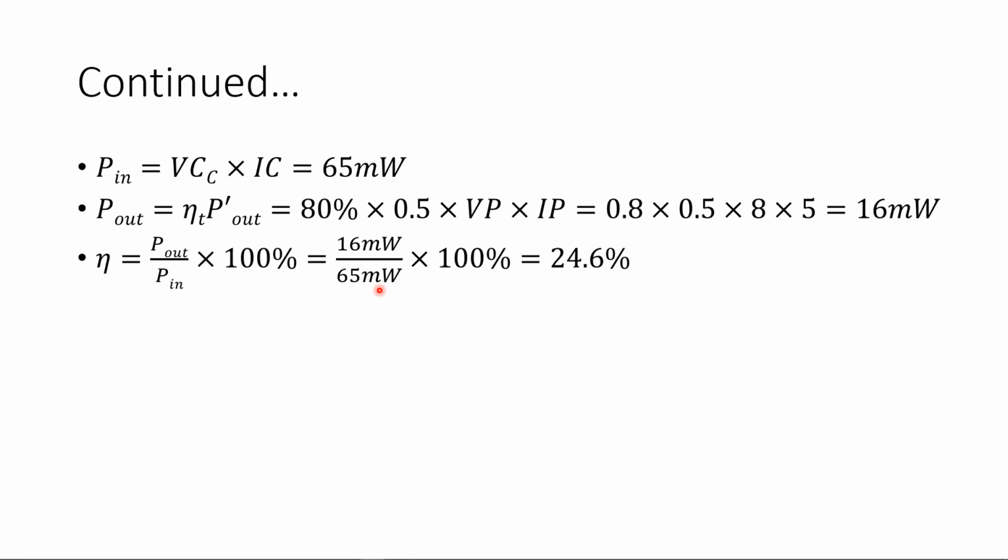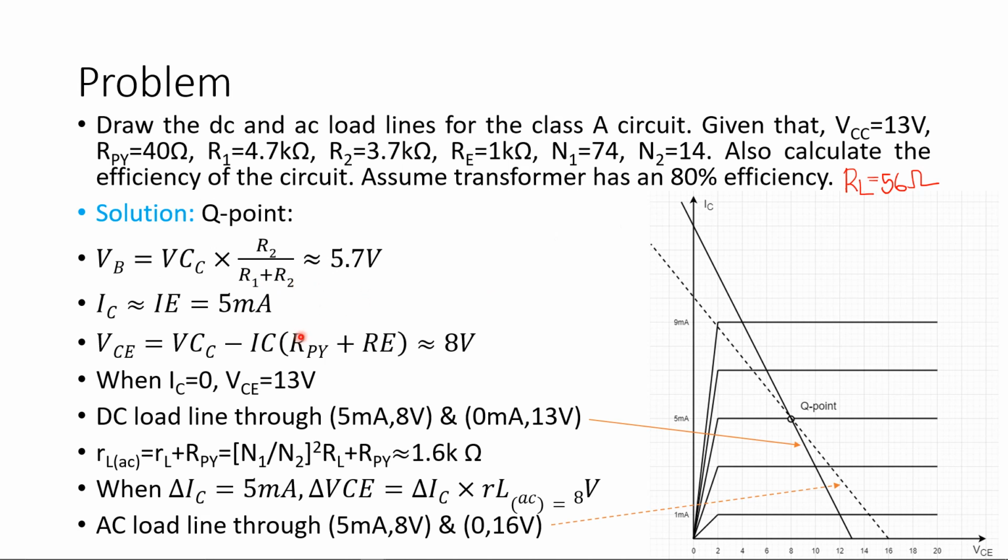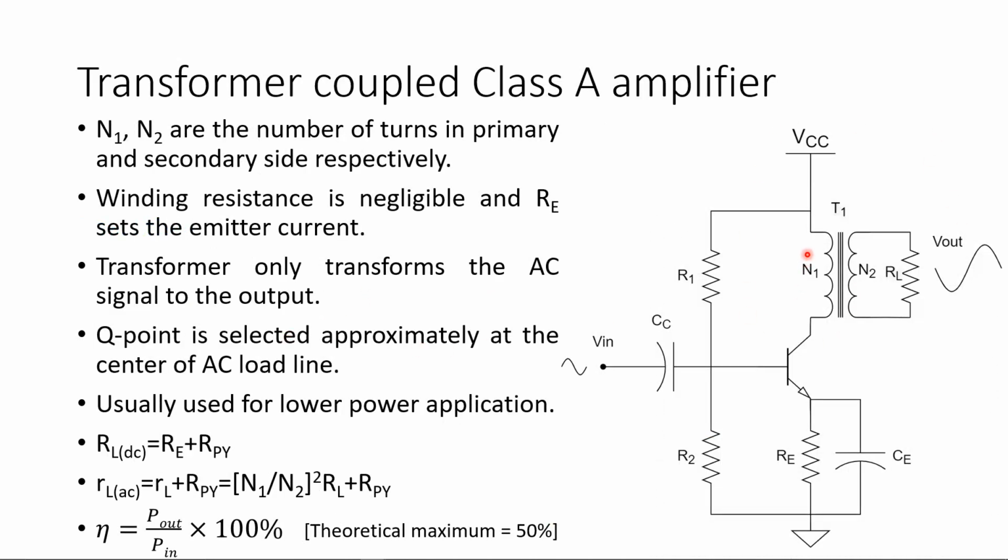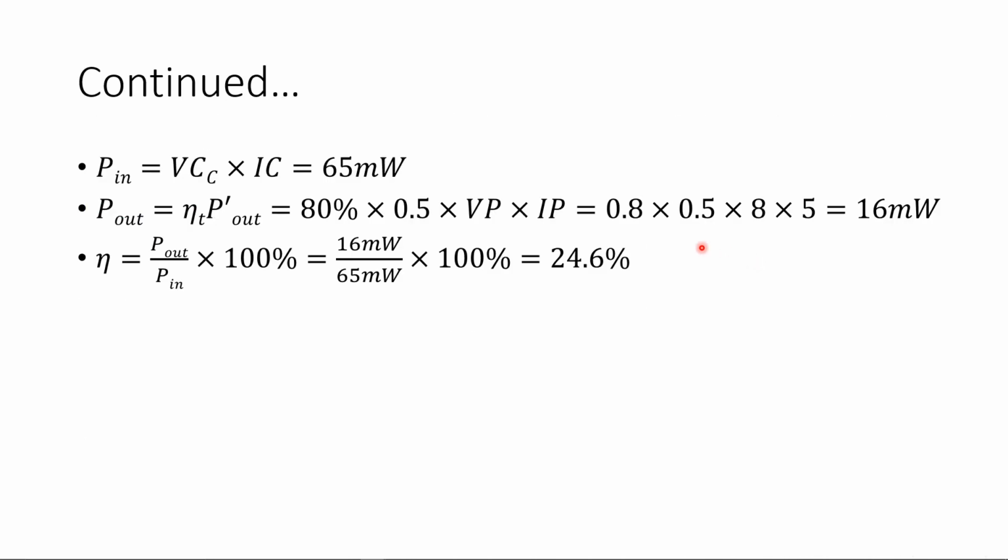About the efficiency of the transformer, it's very straightforward because this is the circuit. So the input power is basically the supply voltage times the collector current. The supply voltage is 13 volts and the collector current was 5 milliamperes. If you multiply 13 by 5, you get 65 milliwatts. Now what is the output power?